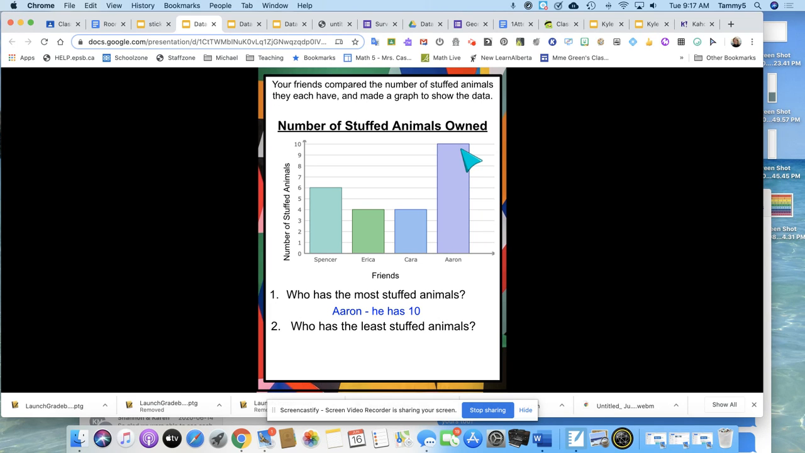Next question, who has the least stuffed animals? Oh, it's a tie between Erica and Kara at 4 animals. How many stuffed animals do they have altogether? So here we have to just add up all 4 pieces of data. So 6 plus 4 is 10, plus another 4 is 14, plus 10 is 24. Okay.